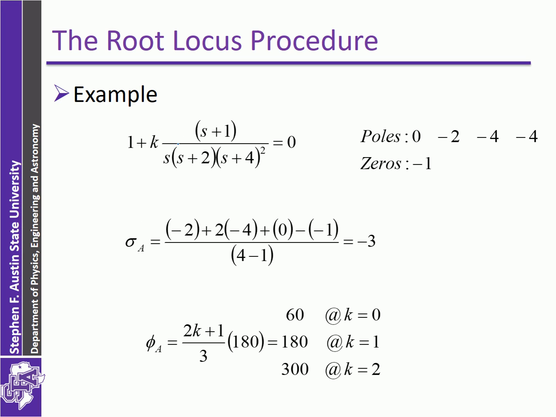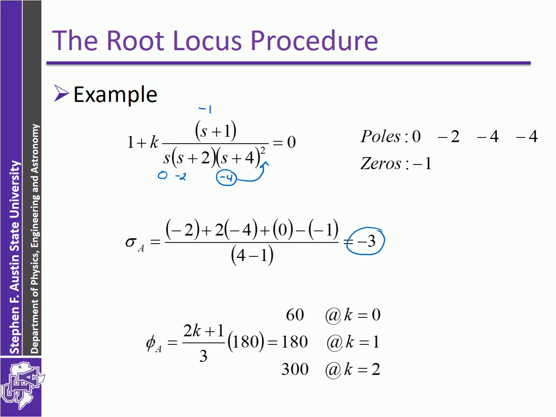So how many poles we have here? We have a pole at 0, at minus 2, and then another one at minus 4, and this one is a repeated pole because it's squared. And then how many zeros we have? We have a 0 at minus 1. So we apply our equation. So it's going to be 0 plus minus 2 plus minus 4 plus minus 4, minus our zero, so it's going to be minus minus 1, divided by the number of poles minus the number of zeros, so it's going to be 4 minus 1, and this gives us a centroid of minus 3.